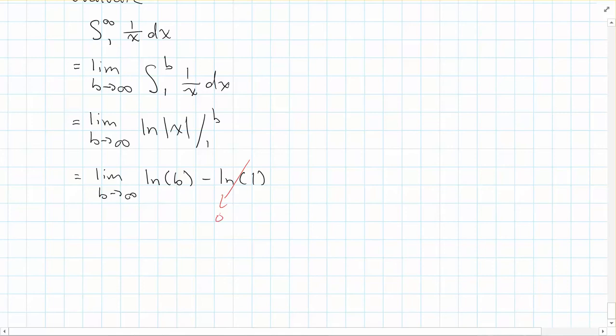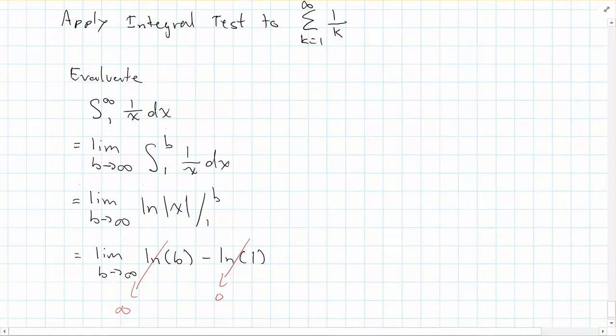That goes to 0. But then we have to think of what the natural log goes to as you go to infinity. I know we've talked about this before in this class, but it's something you should already know. This actually goes to infinity. So the integral diverges.